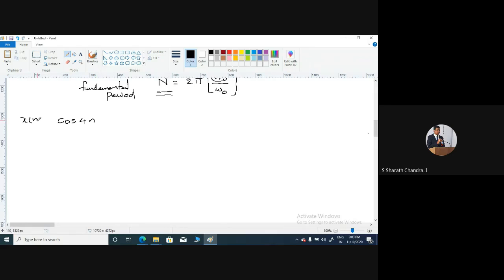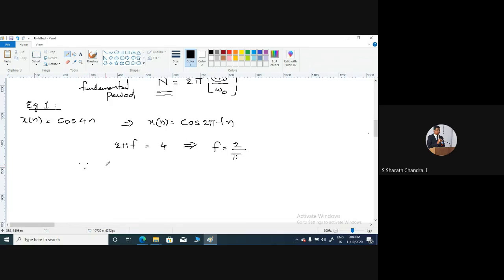Given that x of n is equal to cos 4n, let us consider this as example 1. We were asked to check whether it is periodic or not, and if periodic, we should also find out the fundamental period of this signal. This cos 4n can be compared with the usual cosinusoidal signal, which can be written as cos 2 pi fn. Upon comparison, 2 pi f, that is omega naught, is equal to 4, and from this I can write my frequency f as 4 by 2 pi, and upon cancellation I get 2 by pi.